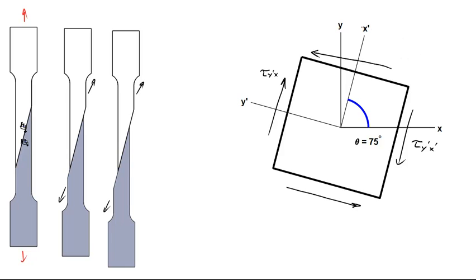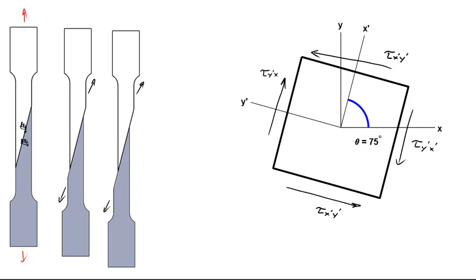And we'll call this face normal to the x prime axis, so we'll say this is tau x prime, and it's acting in the positive y prime direction. We'll call it x prime y prime. And the same notation will be true for this arrow down here. It's acting in the negative x prime direction and the negative y prime direction. We call this tau x prime y prime.